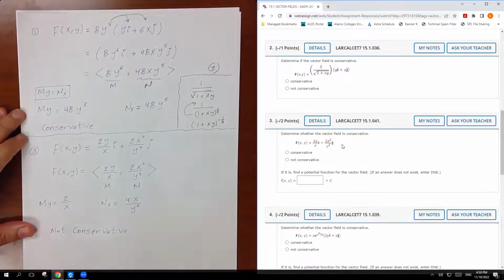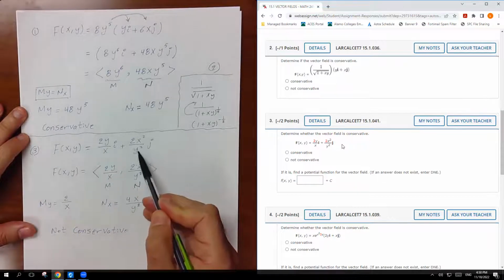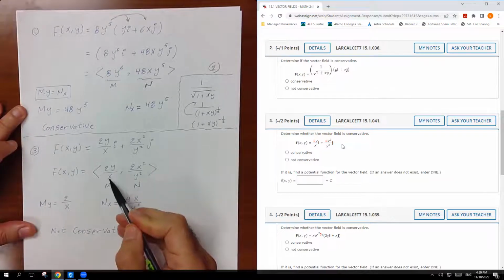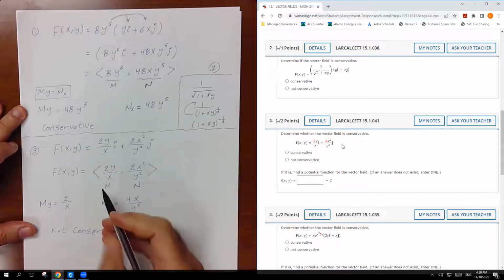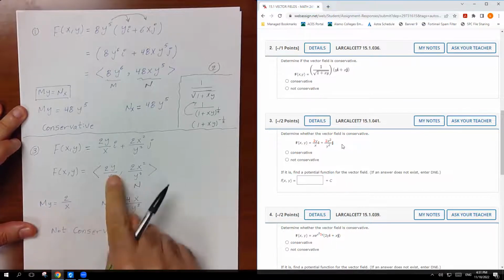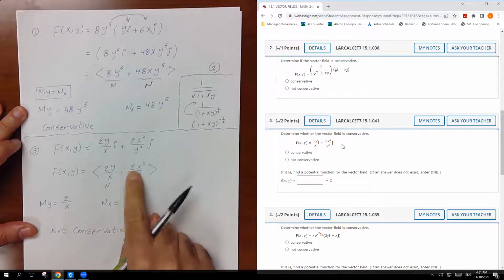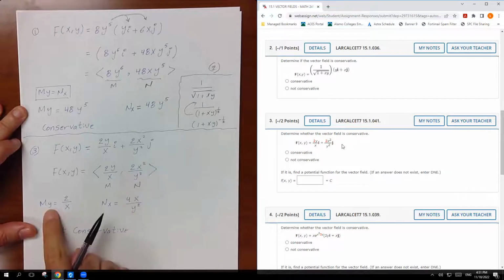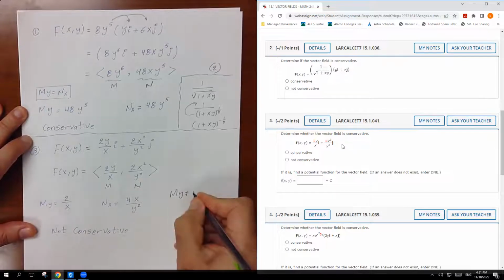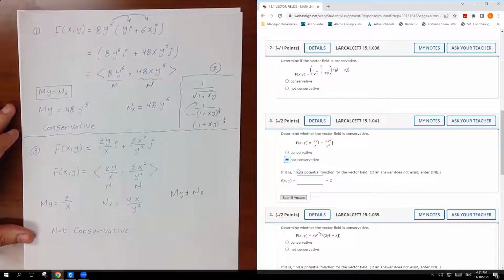For number 3, we have F(x,y) equals 2y over x i, 2x squared over y squared j. Convert this one to component form. So it's going to be 2y over x, 2x squared over y squared. This is M and this is N. The derivative of M with respect to y is going to be 2 over x. The derivative of N with respect to x is going to be 4x squared over y squared. These are totally different. M_y is not equal to N_x. So this is not conservative. So we're going to choose not.